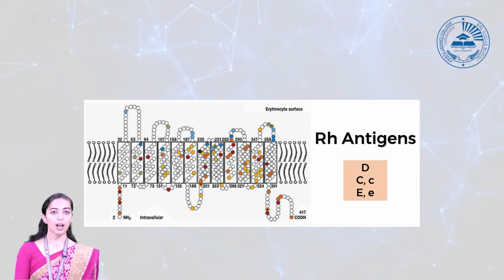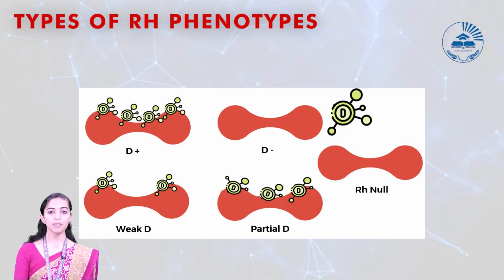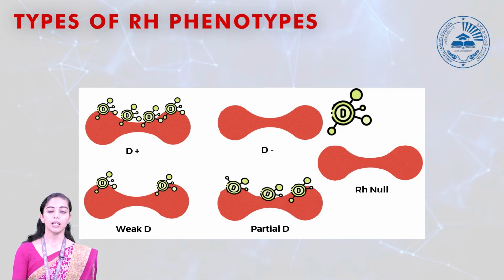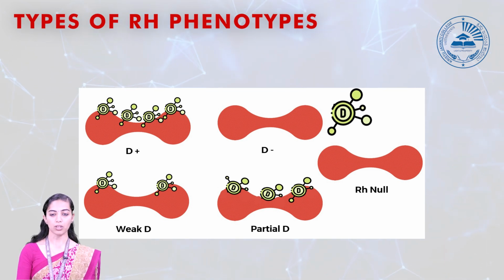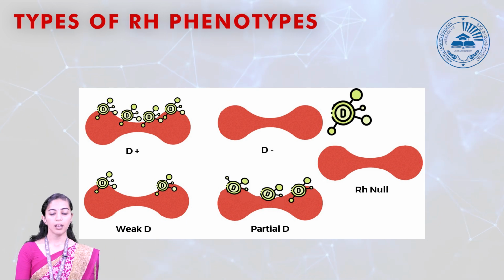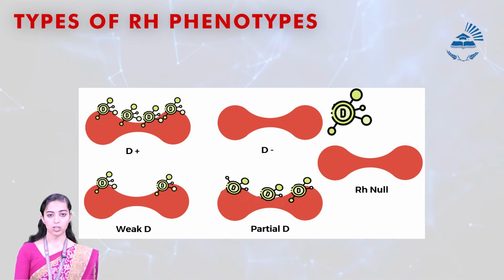Moving on to the types of RH phenotypes. If you have one RH antigen, there will be different types of antigens like D, C, and E. Coming on to the single structure of RHD as a representative structure, if you have the D antigen, there will be 4 antigenic determinants. The 4 antigenic determinants make D a complete, good antigen.